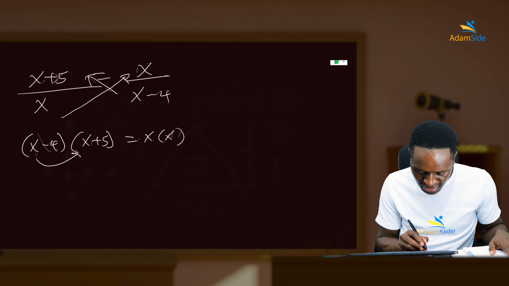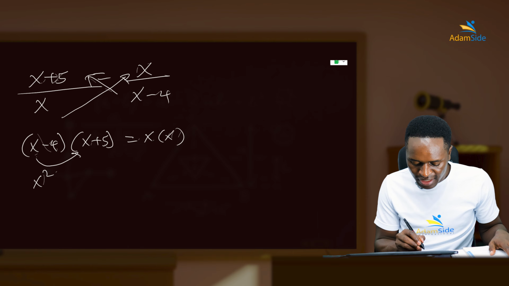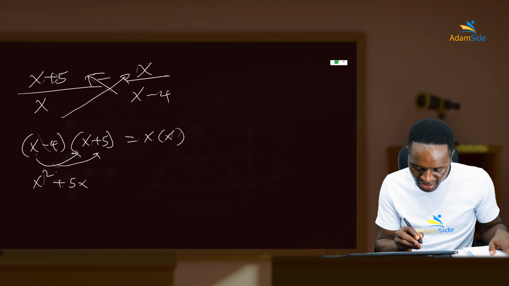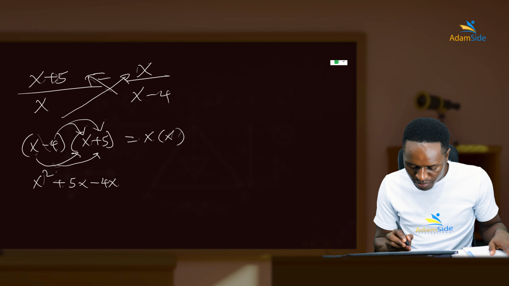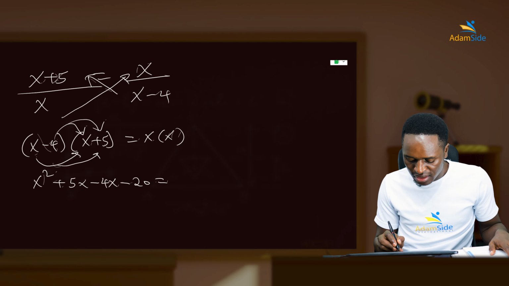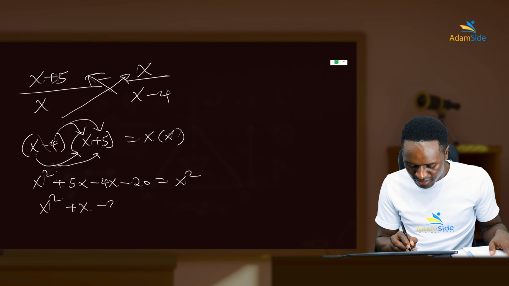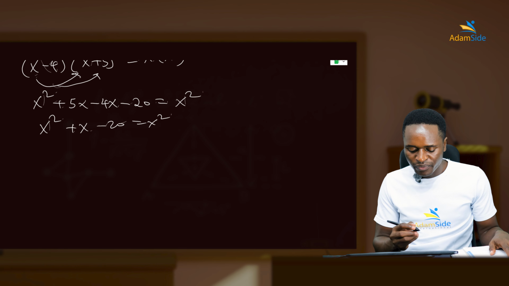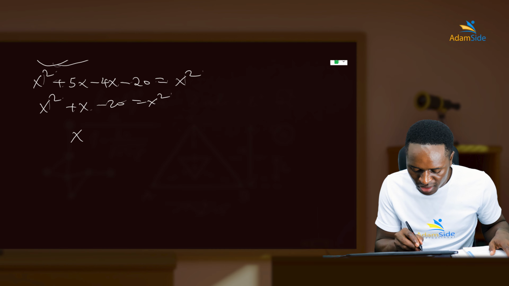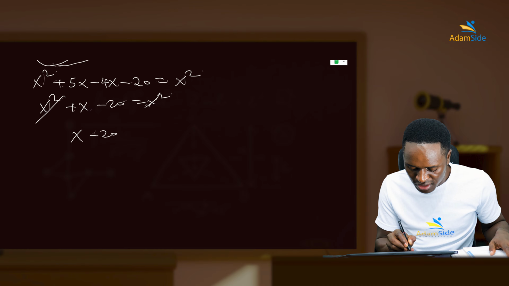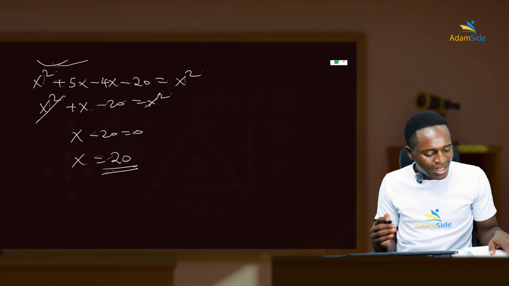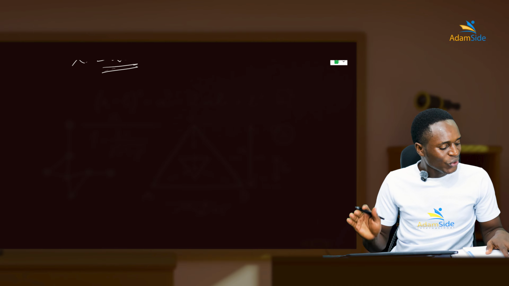Cross multiply, x times x, you get x squared. And then x times 5 plus 5x. And then negative 4 times x is minus 4x. Then negative 4 times plus 5 is minus 20 is equal to x squared. Then x squared plus x minus 20 is equal to x squared. Then x squared and x squared is 0. You remain with x minus 20 is equal to 0. Therefore, x is equal to 20. This is how you solve.